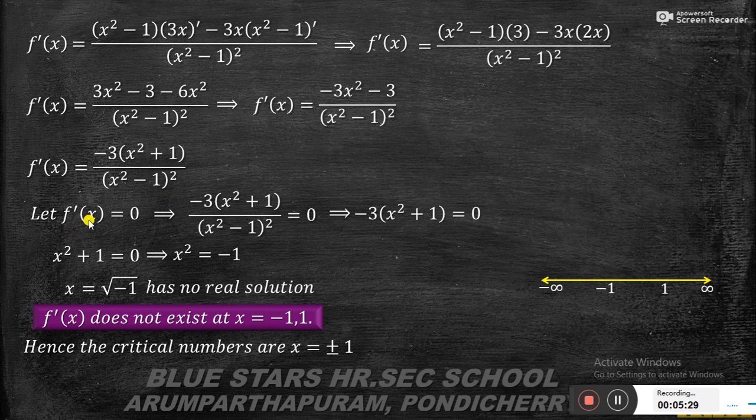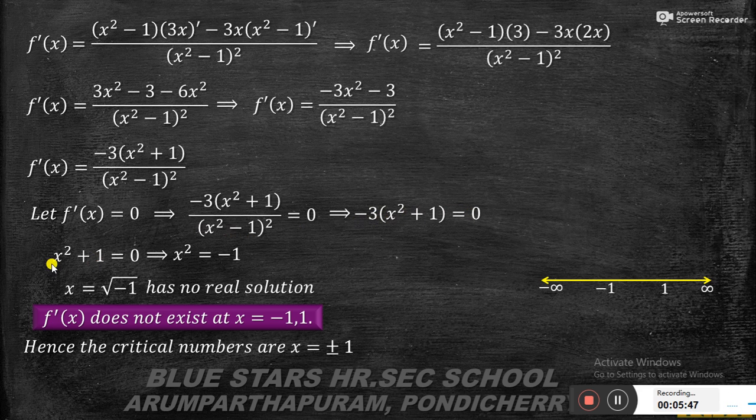So next step, f dash of x equal to 0. F dash of x equal to 0 means now this function is equal to 0. So minus 3 into (x square plus 1) by (x square minus 1) whole square equal to 0. Just doing the cross multiplication: minus 3 into (x square plus 1) equal to 0.